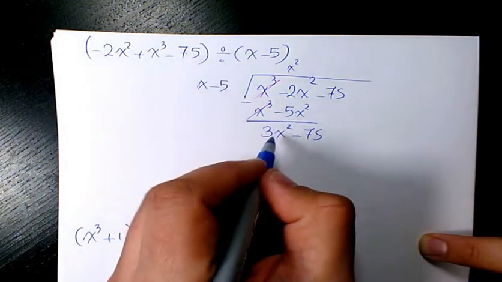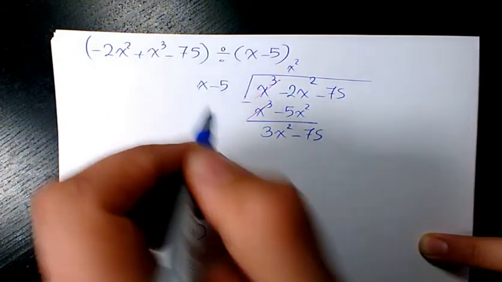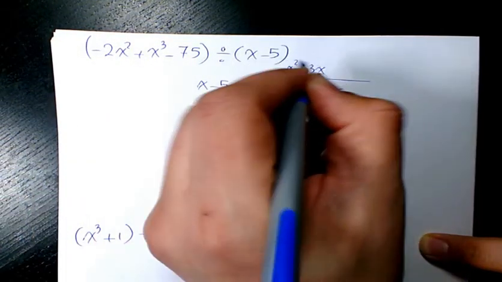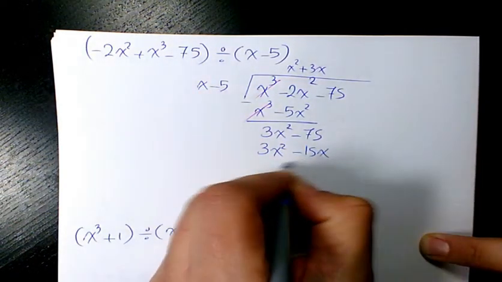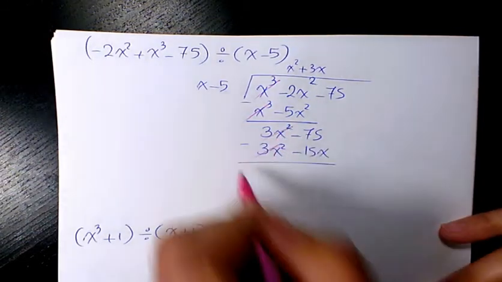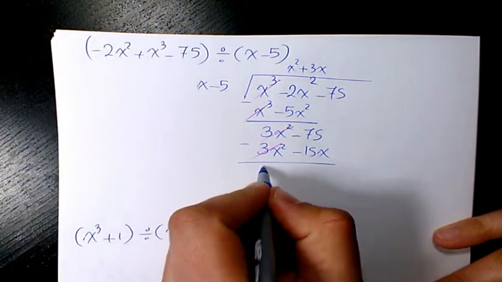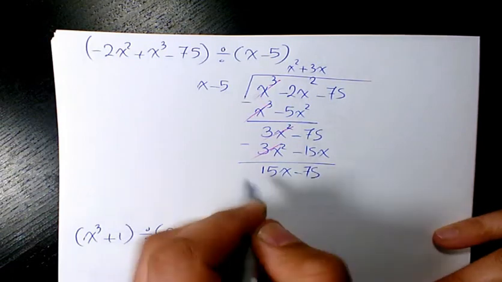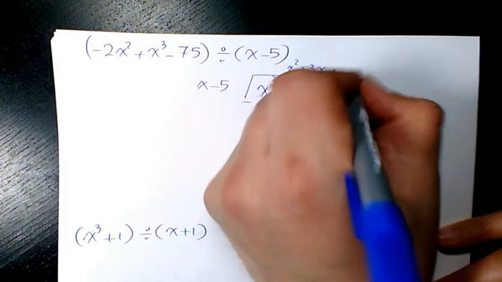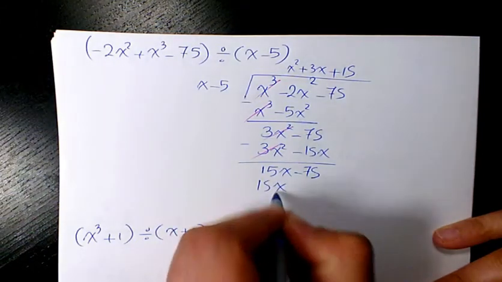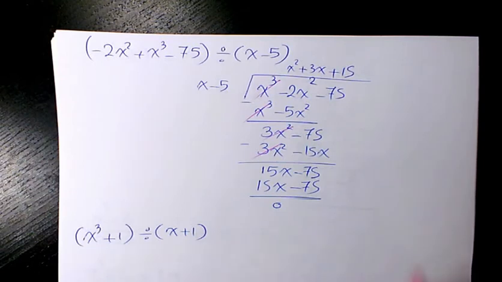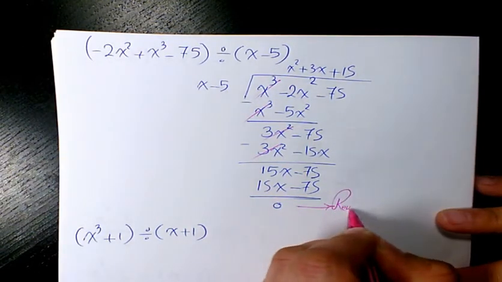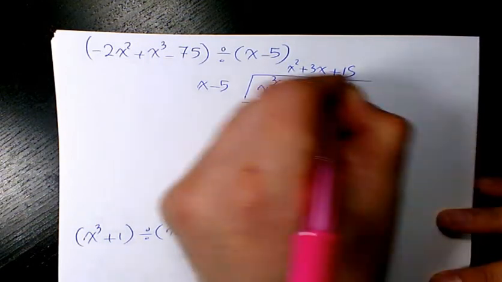Then 3x squared divided by x will be plus 3x. 3x times x is going to be 3x squared. 3x times negative 5, negative 15x. When you subtract it, these two cancel out. And then we will have positive 15x minus 75. So 15x divided by x is going to be 15. 15 times x, 15x. 15 times negative 5, negative 75. That's going to be 0. So remainder is 0. And here we have x squared plus 3x plus 15.